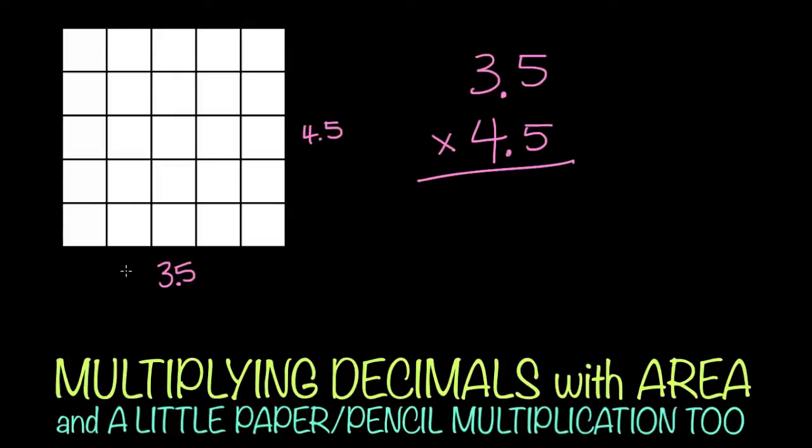So let's say this way we want to go 3 and a half. So 1, 2, 3 and a half is right about there. Now let me try again. I missed. Right about there. And then this side is 4 and a half. So if we go 1, 2, 3, 4 and a half, it's right about there.